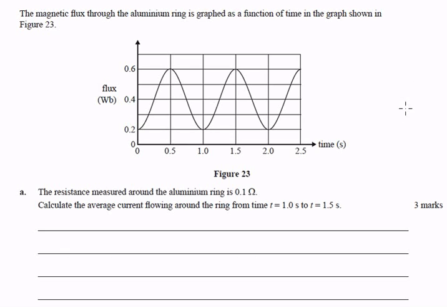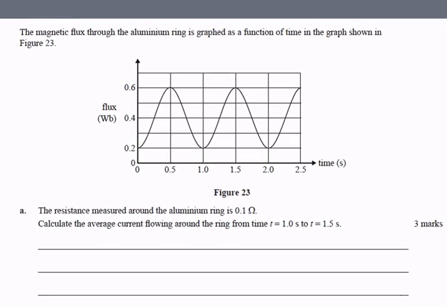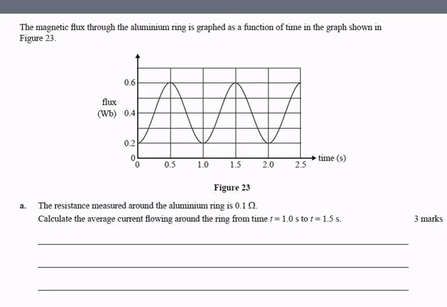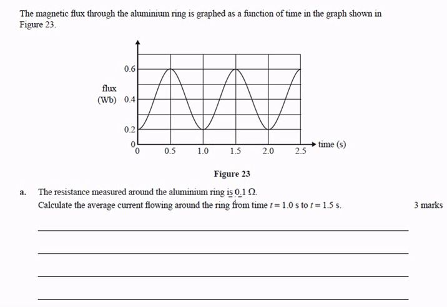Alright, I haven't got the first picture for this, but you can look at it on yours, where there was a ring dropped around a magnet, oscillating up and down between the 2 points A and B, and this is the flux it made as it was going through those points. The resistance is here, so we've been given a resistance. And they want to know the current flowing around the ring from 1 to 1.5.